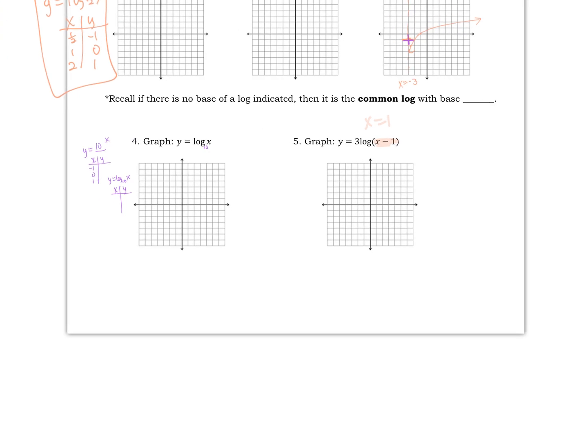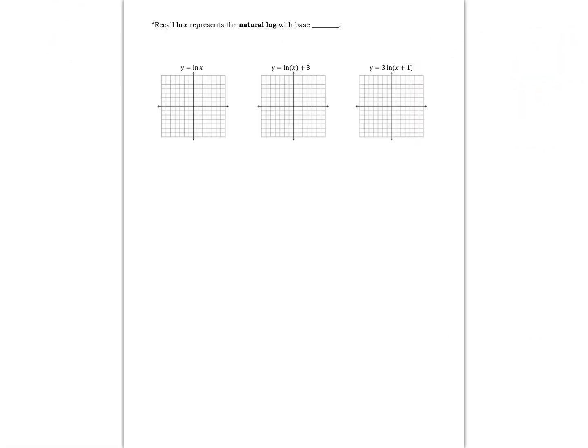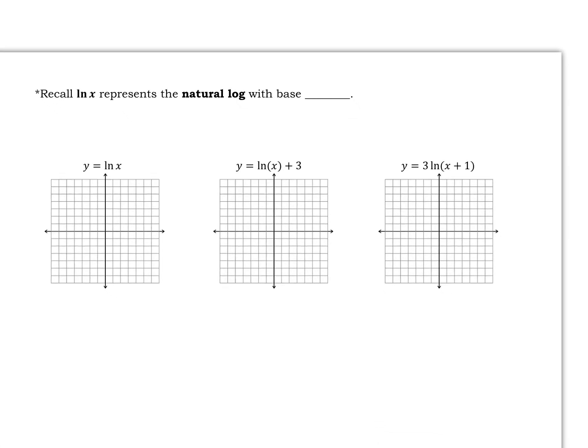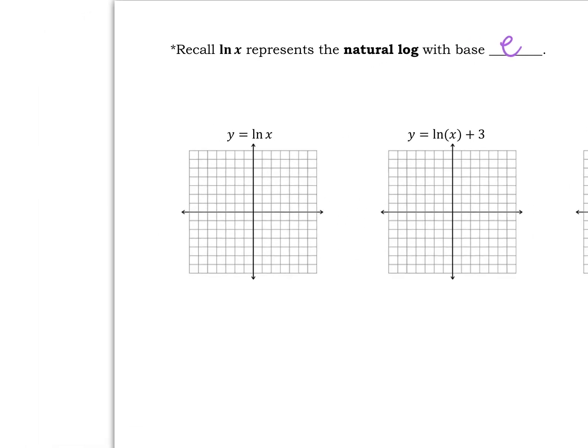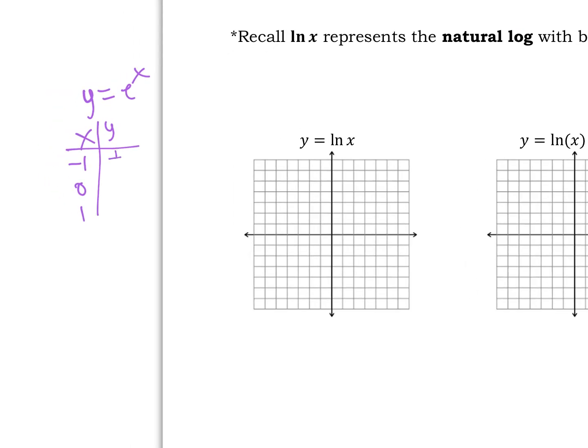Okay, that's common logs. Here, remember, ln means we're talking base e. So if you're asked to do an ln graph, the first step is going to be doing your table for y is equal to e to the x. So let me refresh your memory about that real quick. So e to the -1, we get 1 over e. E to the 0 is 1, and then we get e. Remember, e is approximately 2.71828.